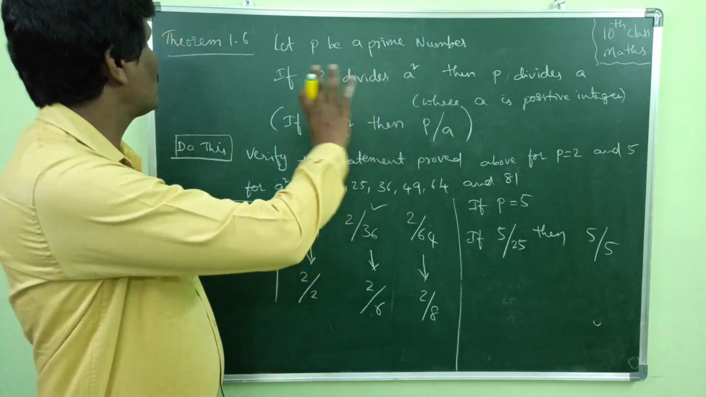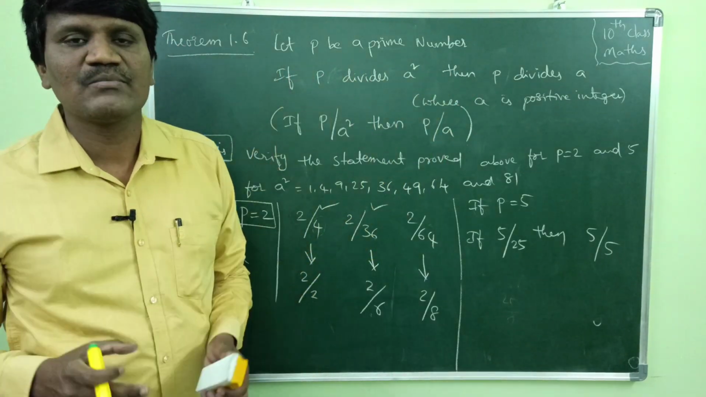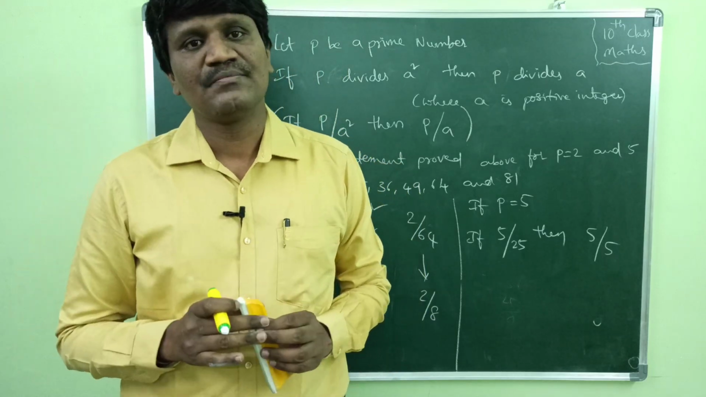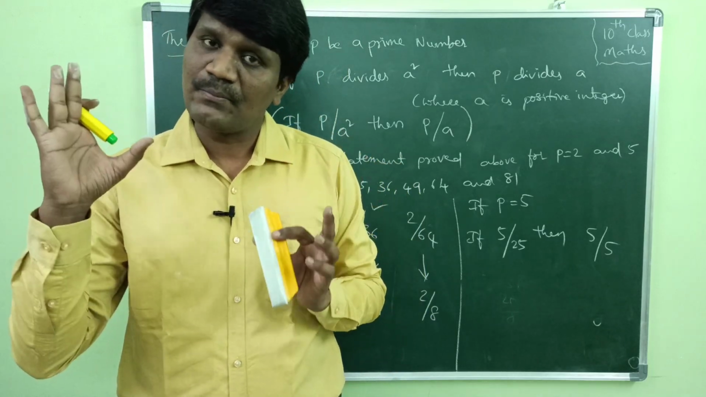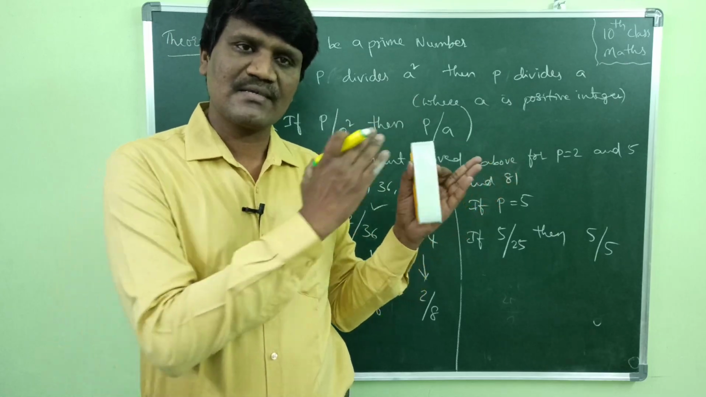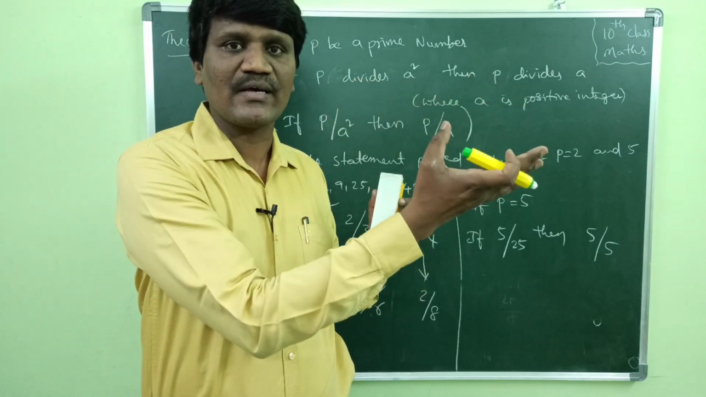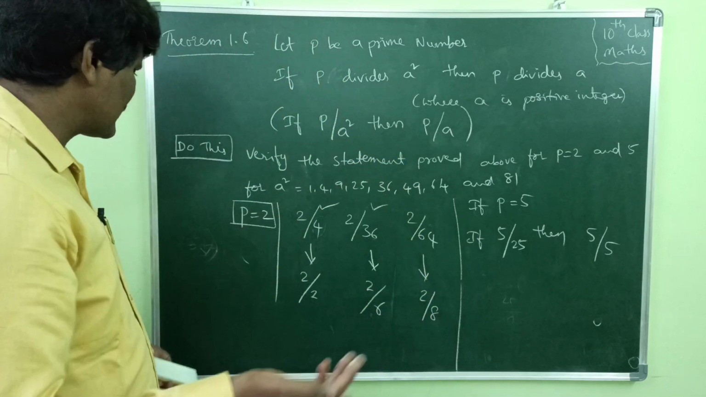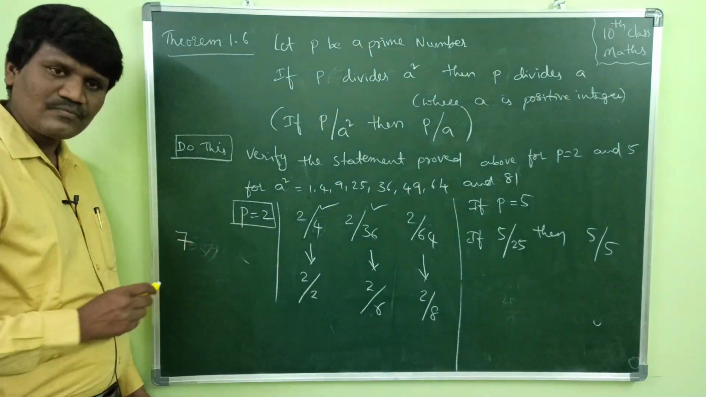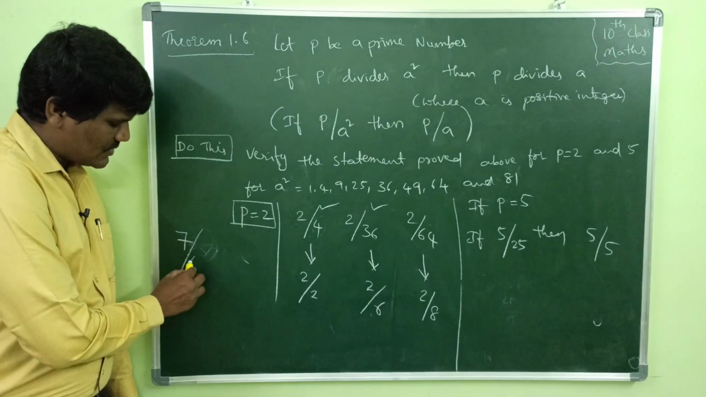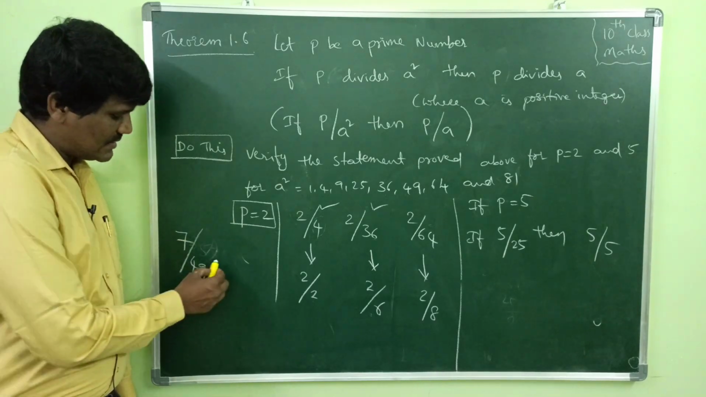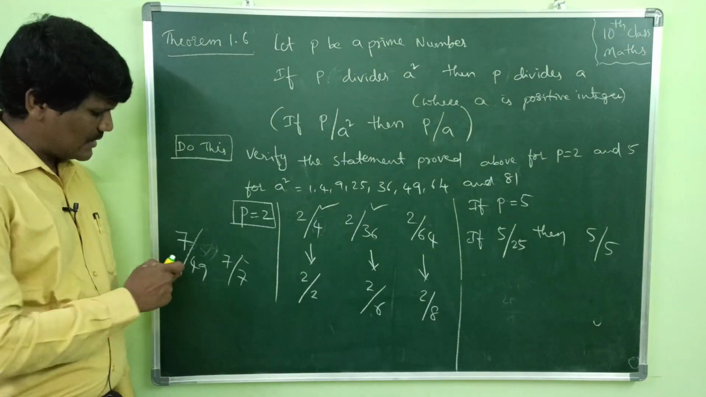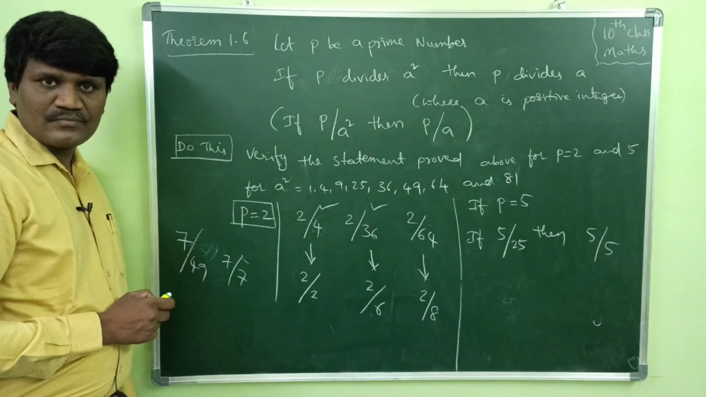Okay, this is about theorem 1.6. What does the theorem say? If p is any prime number, and p divides some square number, p divides a square, then p also divides a. Let us take one more example. Suppose 7 is there. 7 divides 49, then 7 also divides 7. Whatever number you take, it should be in the square form.